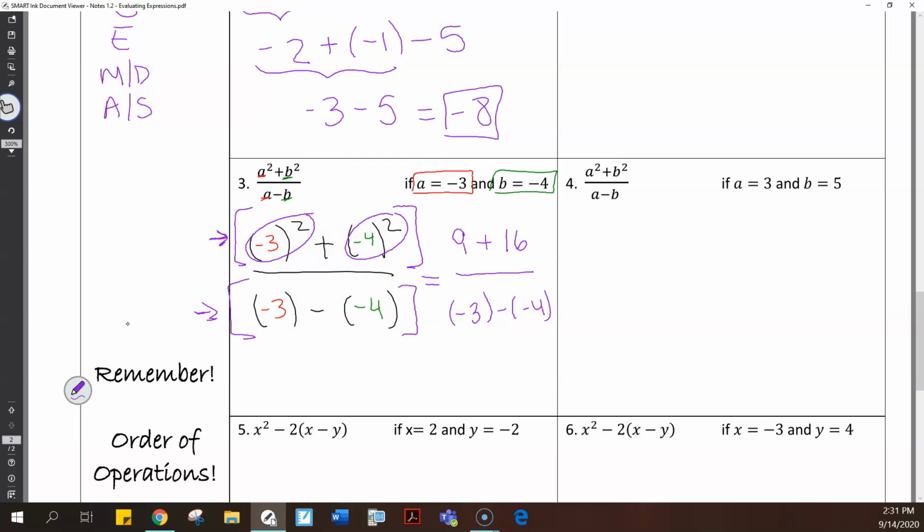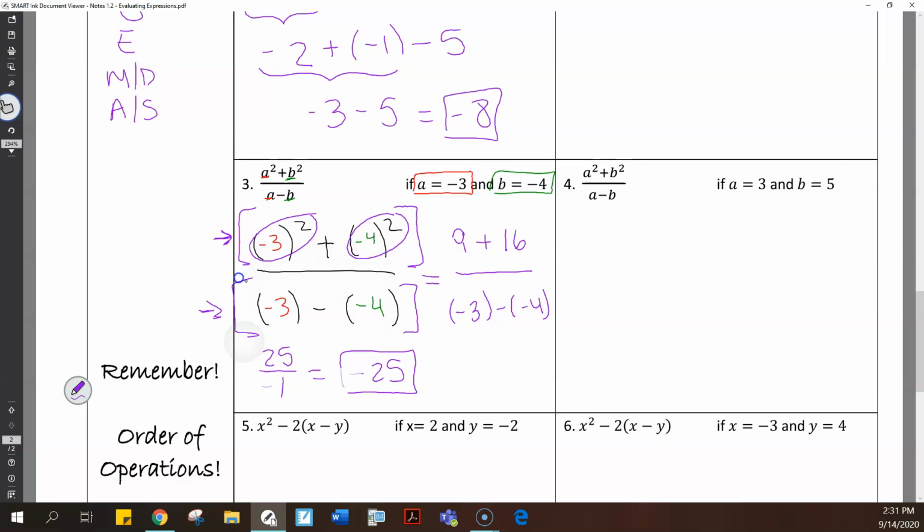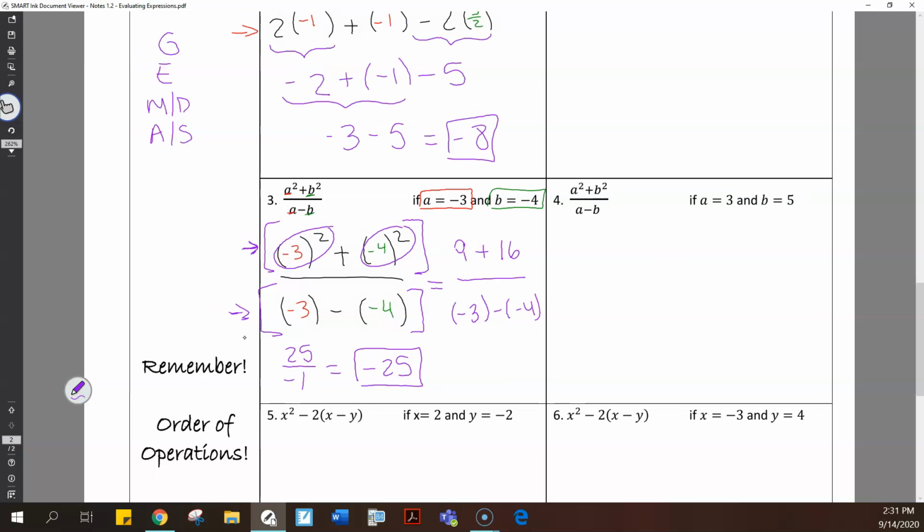So I'm going to do 9 plus 16. 9 plus 16 gives me 25. -3 minus -4 is going to give me 7. Nope. -3 minus -4 is going to give me 1. And we know 25 divided by 1, I simplified the top, simplified the bottom. Now I can divide. 25 divided by 1 is 25. Okay, so that's part of your grouping step, is to make sure that this group is simplified and this group is simplified, and then you can do that division.